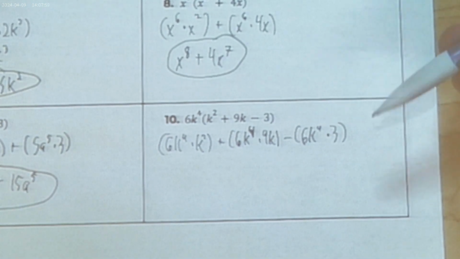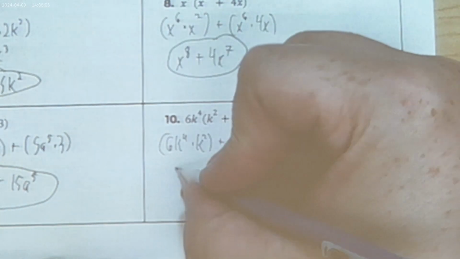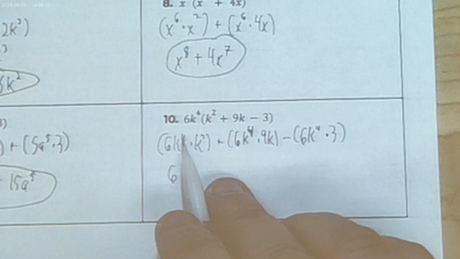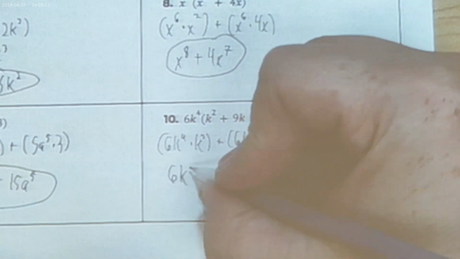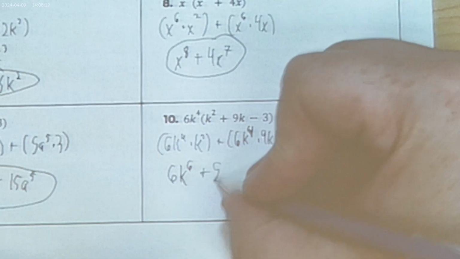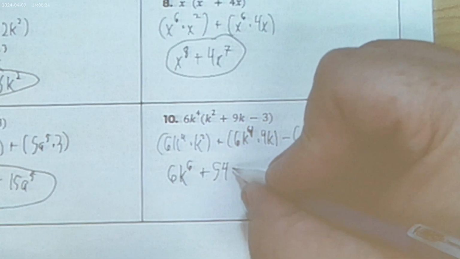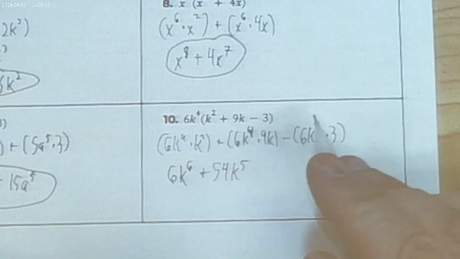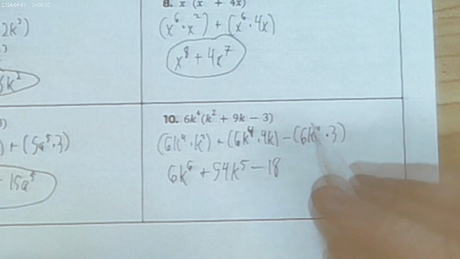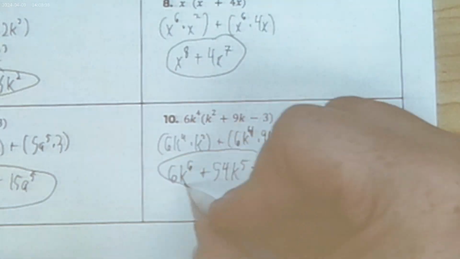Now that we have the distributive set up, I'm going to go with 6. 6 is going to carry through, so we're not doing anything with that. K to the 4th times k to the 2nd is going to be 4 plus 2. It's going to be k to the 6th plus 6 times 9 is going to be 54. K to the 4th times k to the 1 is going to be k to the 5th, because 4 plus 1. And then minus 6 times 3 is 18. And then nothing changes with k to the 4th. And again, I've got 6, 5, and 4, so the standard form looks good.